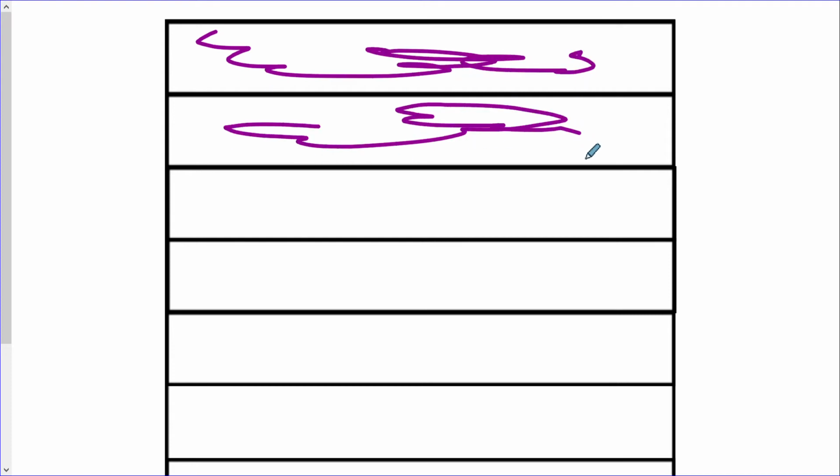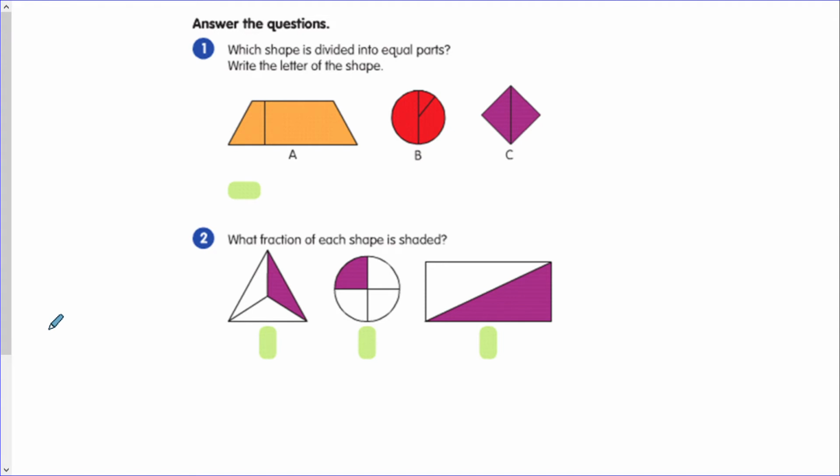All right, your number on top, how many parts did we shade? 2. How many parts in all? 1, 2, 3, 4, 5, 6, 7. And how are you going to say that fraction? 2/7. 2/7.